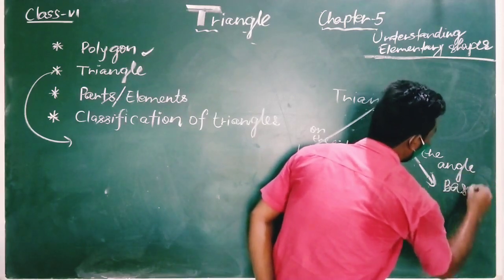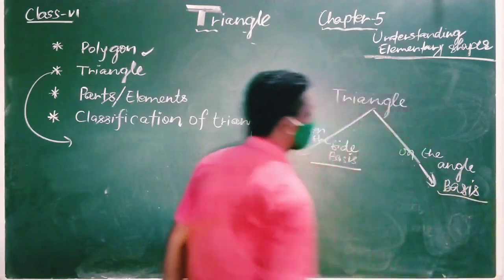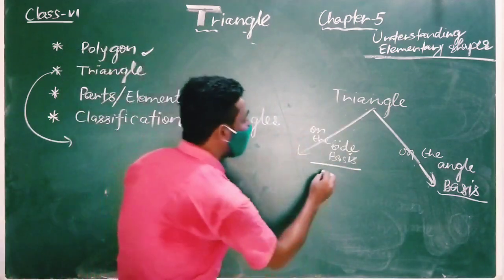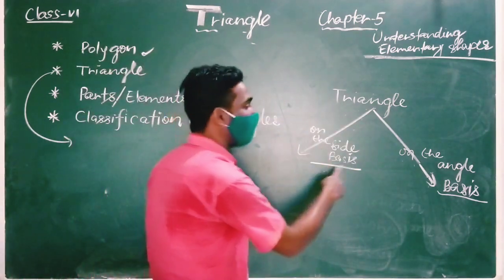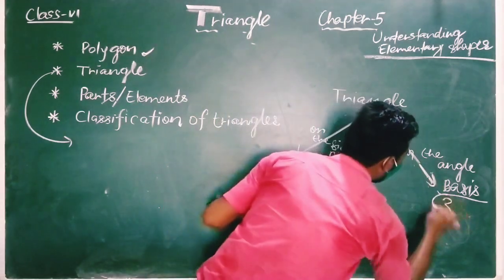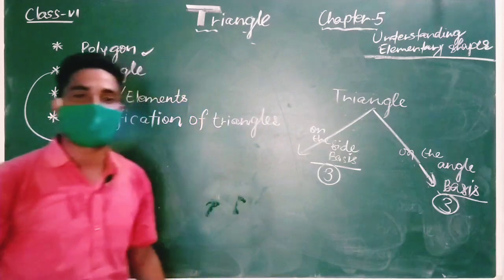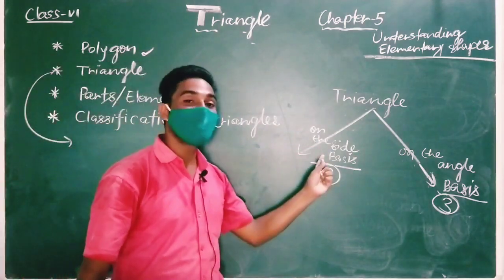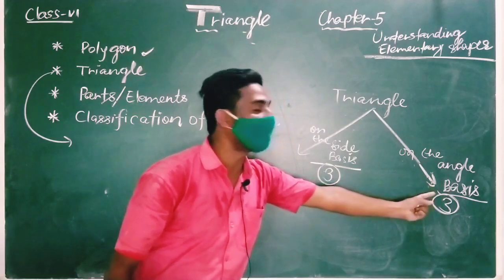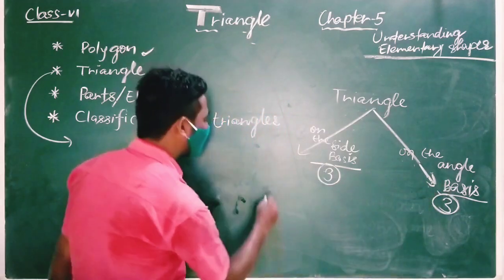So you see, on the side basis a triangle is classified, and on the angle basis it is also classified. On each basis, there are three types of triangle. On the side basis there are three types of triangle, and on the angle basis there are three types of triangle. And what are the names?